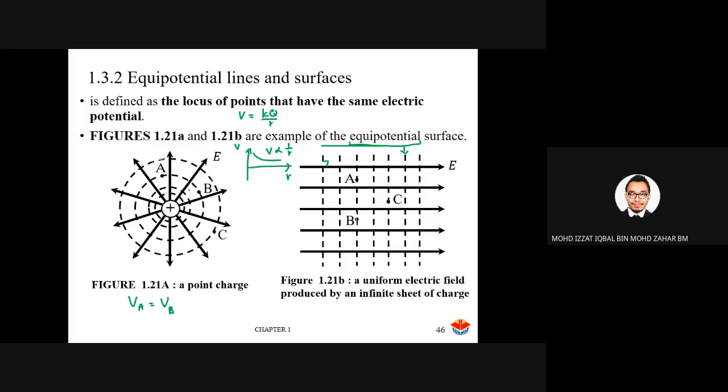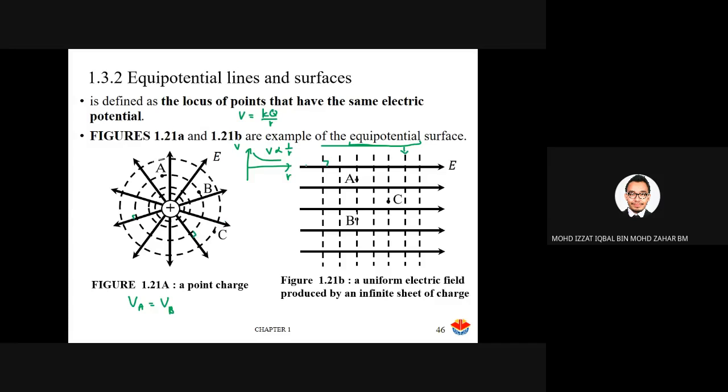And the key thing, if they ask, normally they will ask to draw equipotential line together with the E. So when they ask to draw, make sure E is always 90 degrees to the equipotential line. Here, 90 degrees.